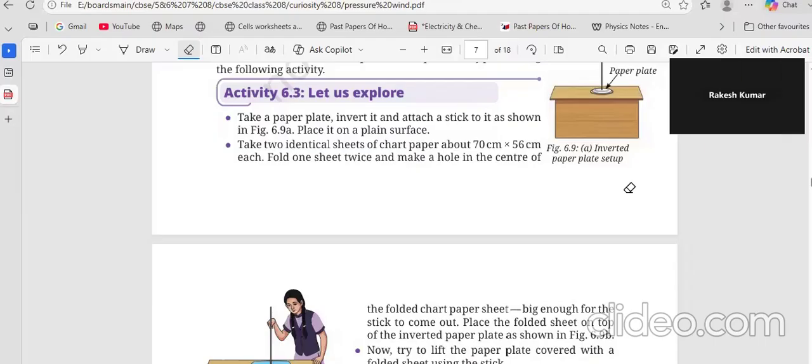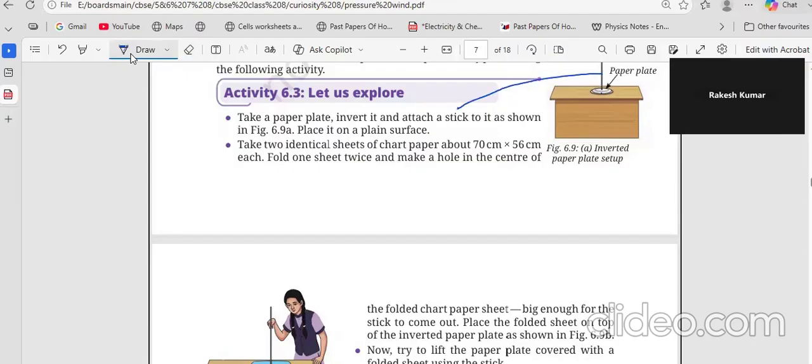So you take a paper plate. This is the paper plate. You attach a stick. This is the stick. This is the paper plate. Now you place chart paper, folded once, and make a hole and place the folded sheet.